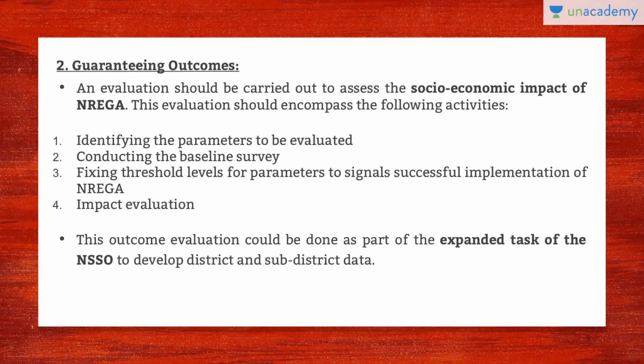Then guaranteeing the outcomes. Just guaranteeing that this scheme is there and money is going to be spent does not mean anything. You have to guarantee the outcomes as well. So an evaluation should be carried out to assess the socio-economic impact of NREGA, and it should comprise the following activities. Identifying the parameters to be evaluated. This is the first point. Conducting the baseline survey. This is the second point. The third point is fixing the threshold levels for parameters to signal successful implementation of NREGA. The fourth point is the impact evaluation. The impact evaluation basically means whether it is creating enough impact or not, whether it is actually reaching the poor marginal people or not, whether their standard is improving or not.